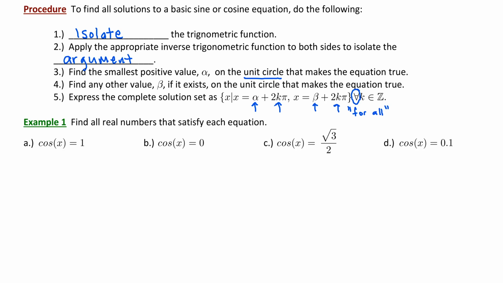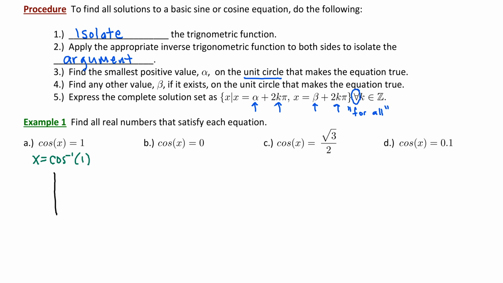Notice the instructions say find all numbers that satisfy the equation. We will look at restricting the intervals soon, but for now we're going to find every possible solution to these equations. Example A is cosine of x equals 1. Notice the trigonometric function is isolated, so to solve for x, we need to apply the inverse cosine to both sides. So x is equal to inverse cosine of 1.